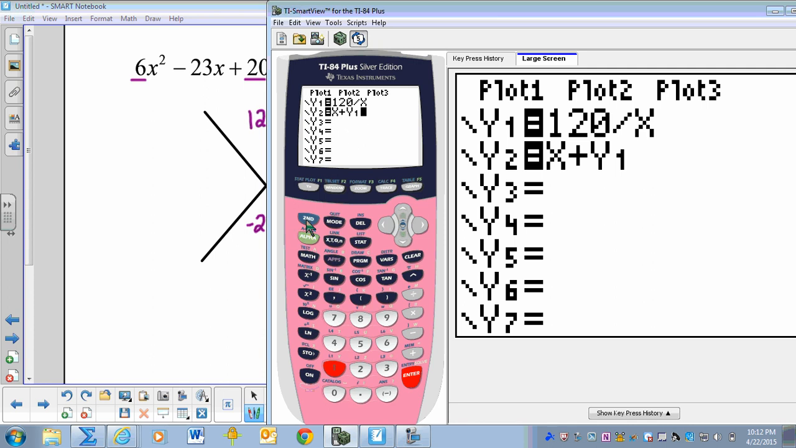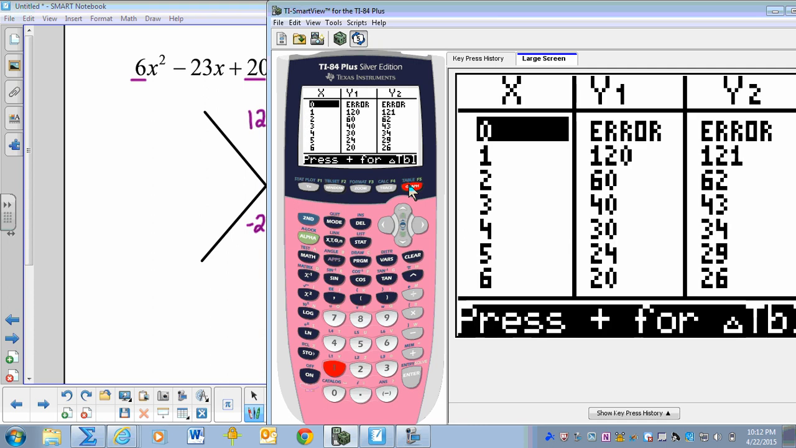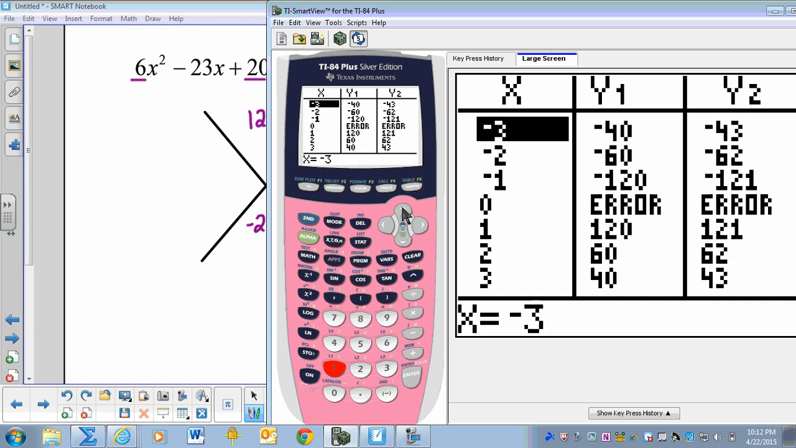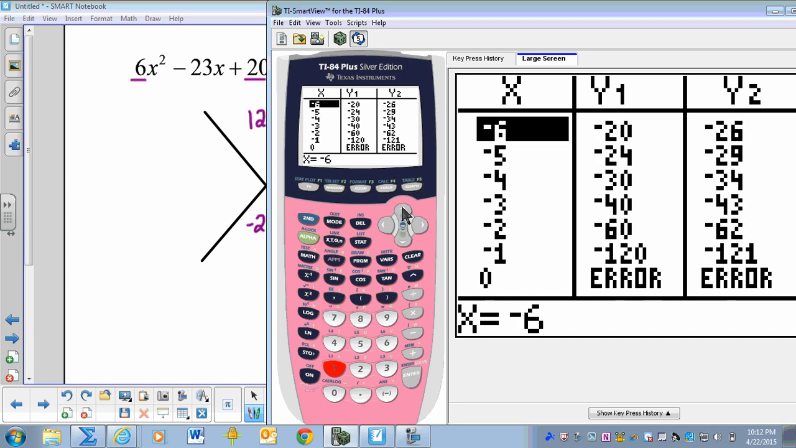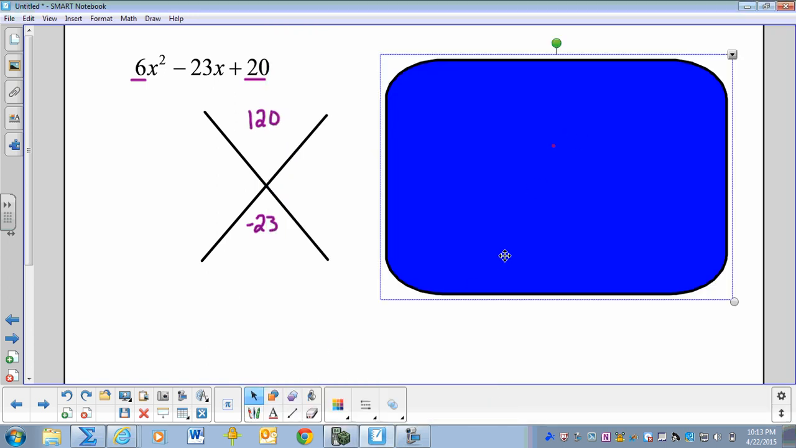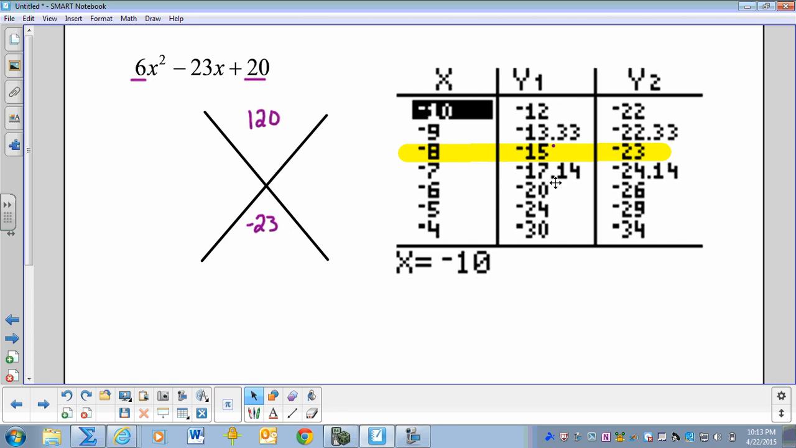So let's look at our table. Second table. And here in y2, I'm going to be looking for negative 23. So I'm going to scroll up, and I'm looking at y2 for negative 23. And here I have it. Negative 8 and negative 15. So now I can continue factoring. Negative 8 and negative 15 are my two factors that multiply to 120 and add to negative 23.